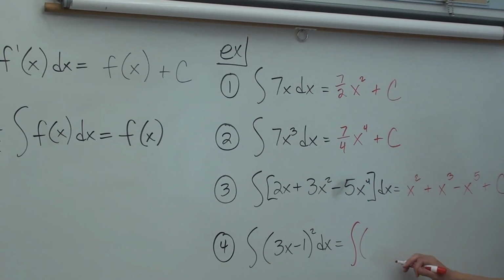Okay, so here we go. So we have the integral of the quantity 3x minus 1 squared, which is 9x squared minus 6x plus 1 dx. So you just got to FOIL it out. And now take a second, see if you can find the antiderivative.